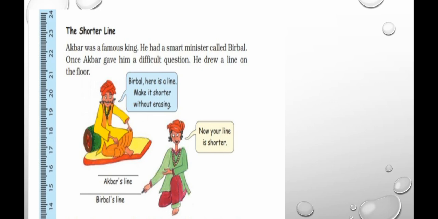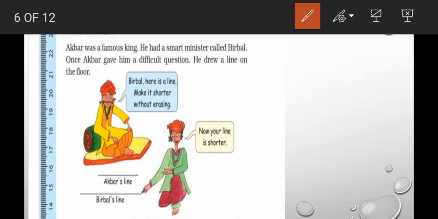Next we have a small story that is about Akbar and Birbal. You might have heard about Akbar, right? Akbar was a famous king. He used to ask Birbal some difficult questions and Birbal will give some wise answer. This is what usually happens. So one day Akbar asked Birbal, Birbal, here is a line. Make it shorter without erasing. That means Birbal has to make this Akbar's line shorter without rubbing the line.